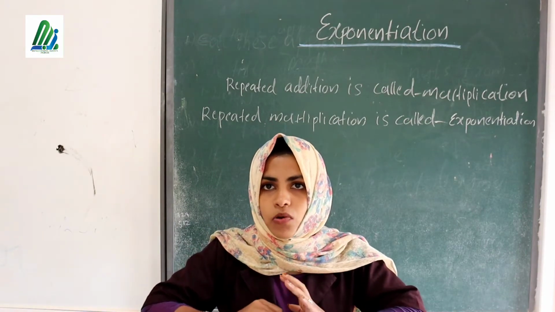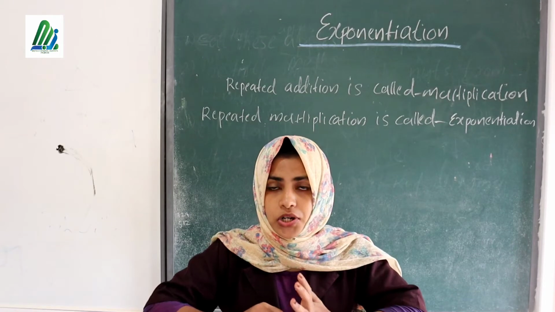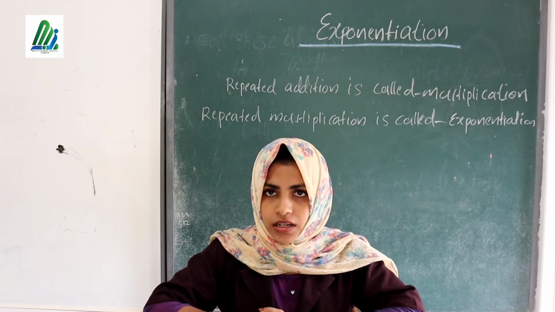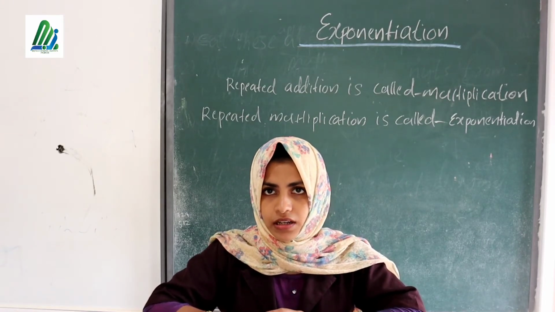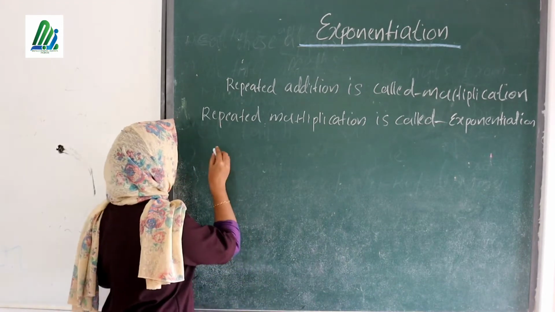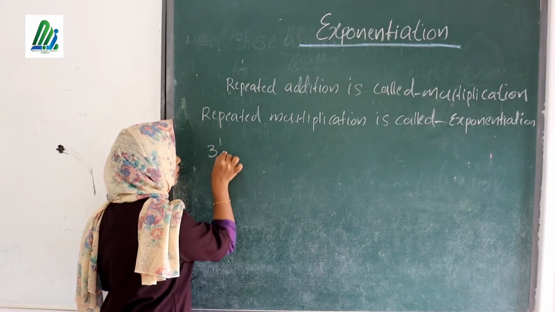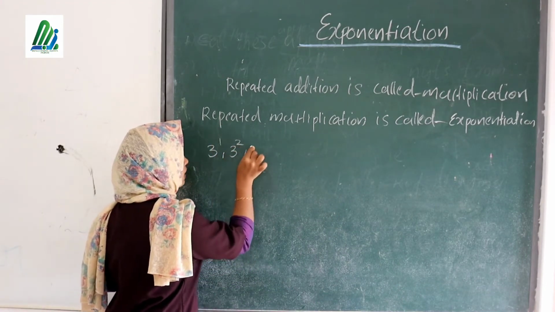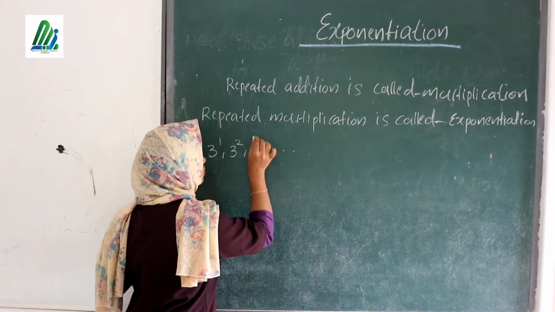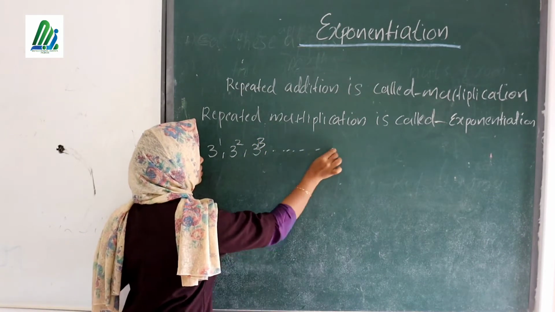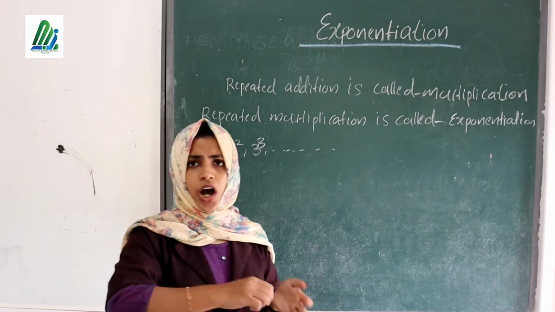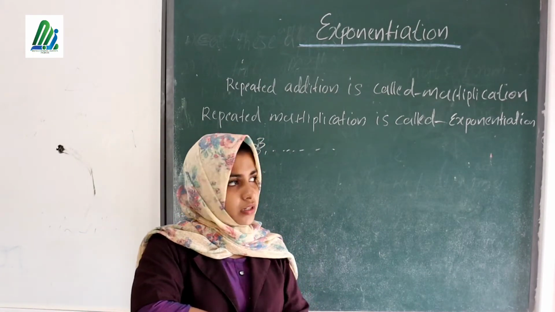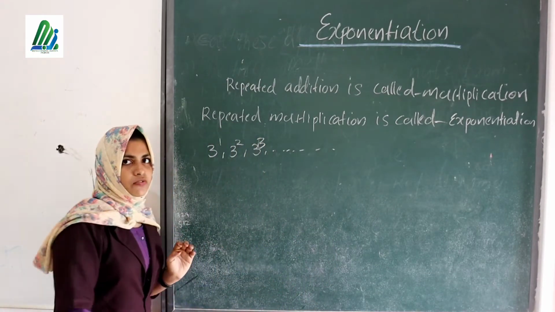So let's look at some more examples. What are the powers of 3? The powers of 3 are 3 raised to 1, 3 raised to 2, 3 raised to 3, and so on. How do we compute the powers? We can compute the powers one by one.